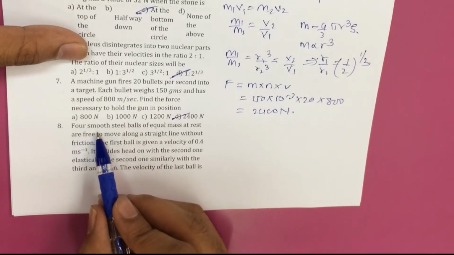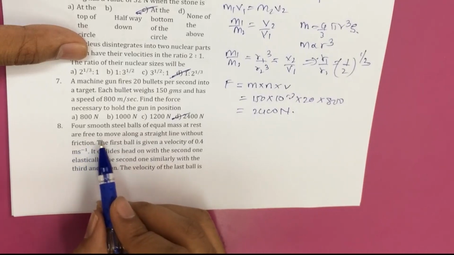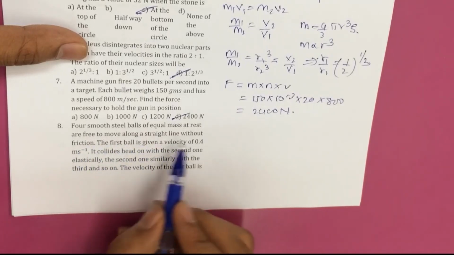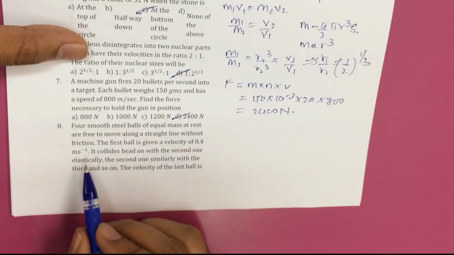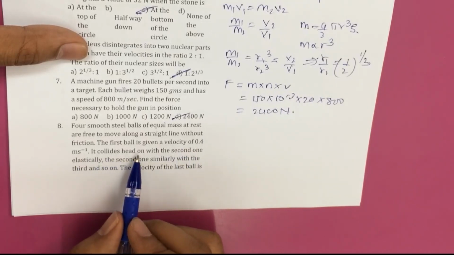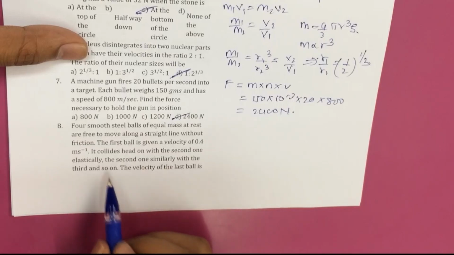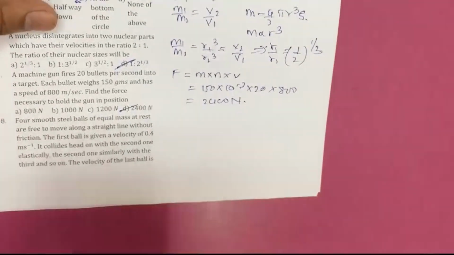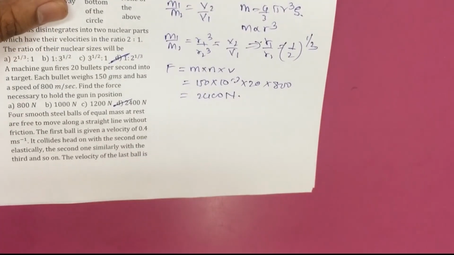Question 8. 4 smooth steel balls of equal mass at rest are free to move along a straight line without friction. The first ball is given a velocity of 0.4 meters per second. It collides head on with the second one elastically, the second one similarly with the third one, and so on. The velocity of the last ball is. So we have to find the velocity of the last ball here. The first ball has a velocity of 0.4 meters per second.